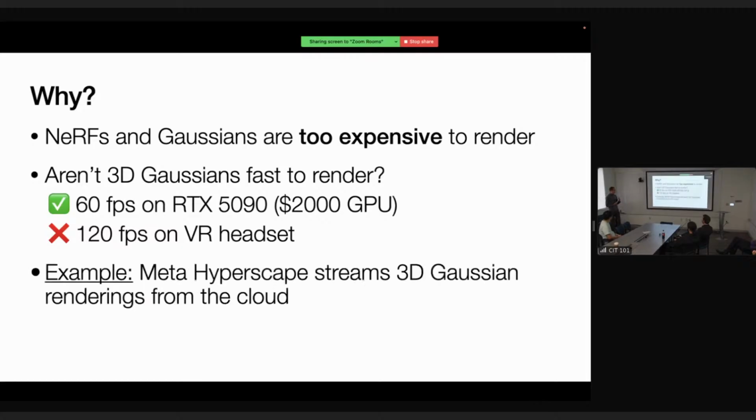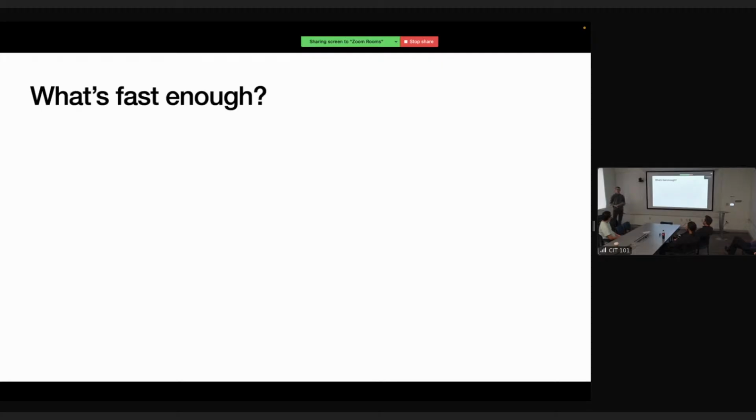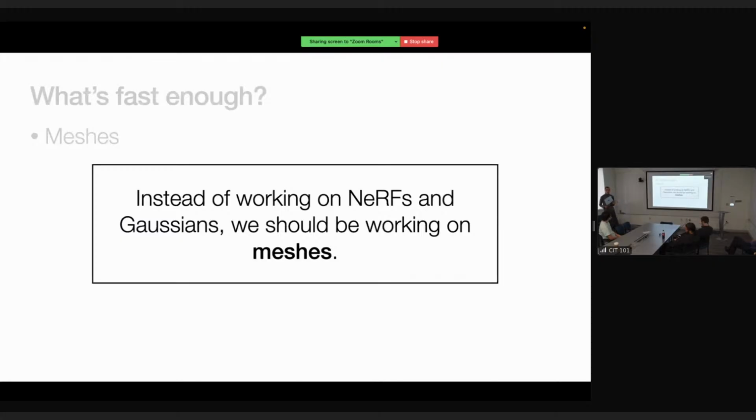And proof of this is, Mark Zuckerberg spent like $1 billion trying to get Gaussians to run on a VR headset. And instead of doing that, they render the Gaussians in the cloud, and then they stream the images to the headset. Maybe the $1 billion was not all spent on this problem, but you get the point. It's difficult to get these things to run fast enough on a headset. So what is fast enough? The answer is meshes. My claim is that instead of working on NeRFs and Gaussians, we should all be working on meshes.